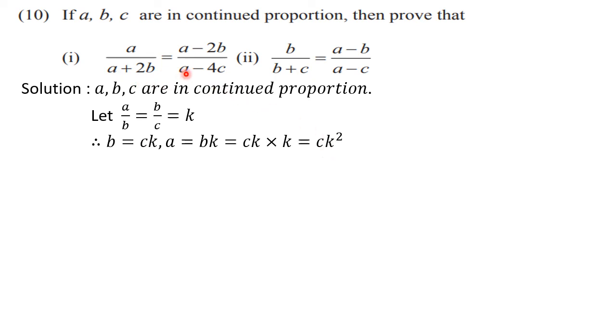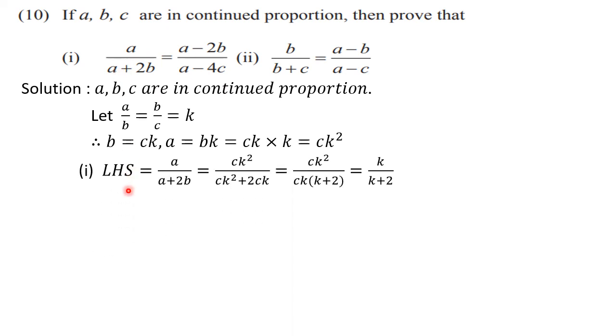Now while solving, we will evaluate left hand side and right hand side separately, and then we will compare them. Always take a note of this. You cannot start with this equation and you cannot solve both the sides simultaneously. You have to solve both the sides separately. First go for left hand side. So write down left hand side is equal to A upon A plus 2B. So replace A by CK square and B by CK. Whenever you find A, you will write there CK square. And if you find B, you will write CK there.